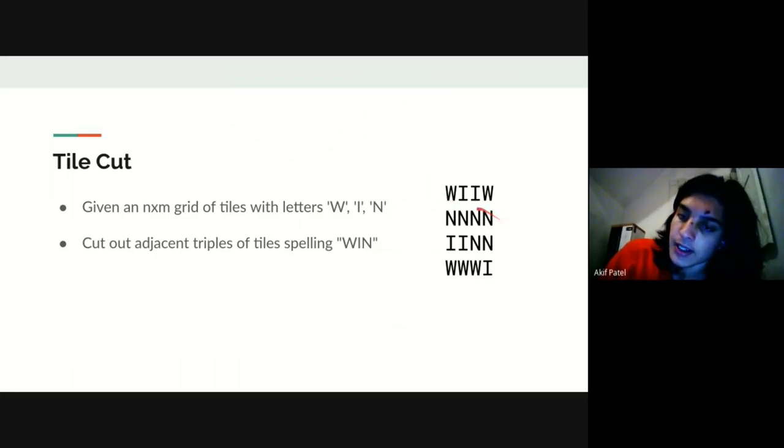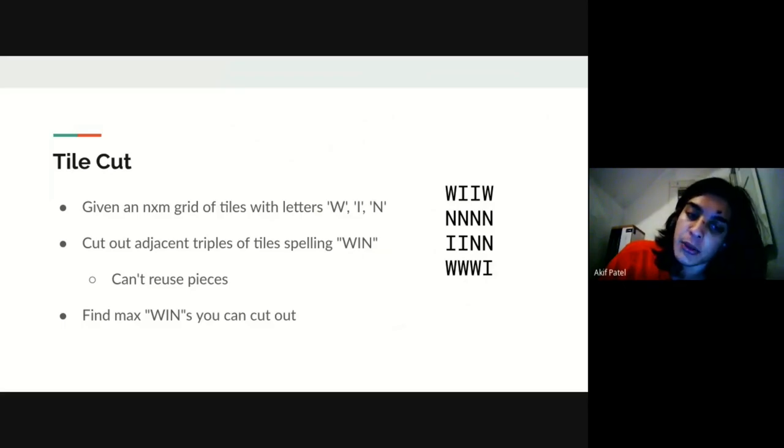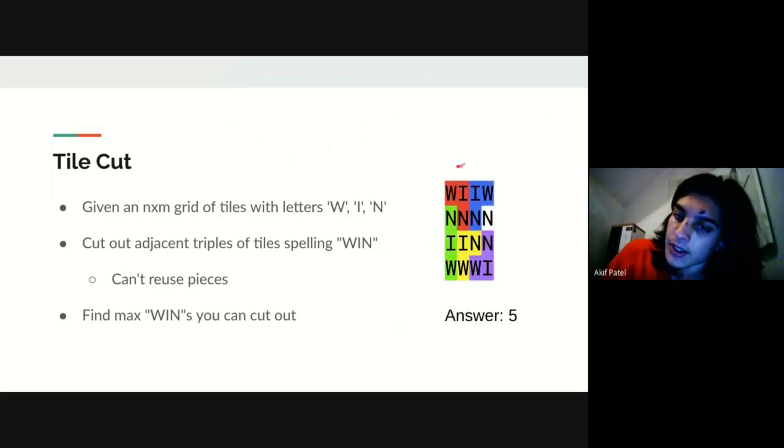For example, where's the example here? You can go W, I, N here. But you can't reuse the pieces. And you want to maximize the number of WINs you can cut out. So here the answer is 5. You can go W-I-N, W-I-N, W-I-N, W-I-N, and W-I-N. So you'll find the maximum number you can cut out. Any ideas?